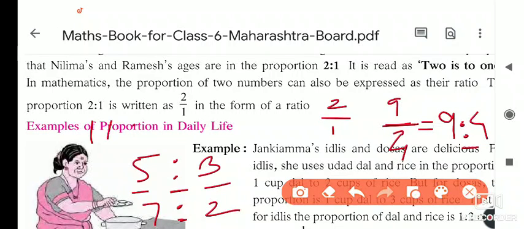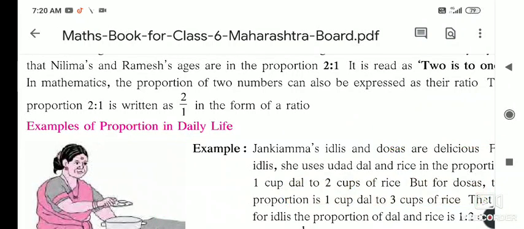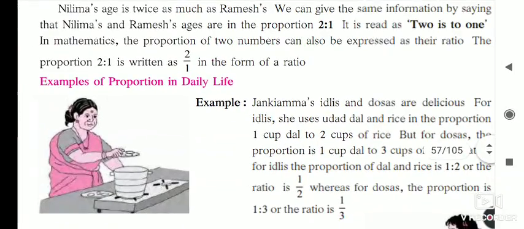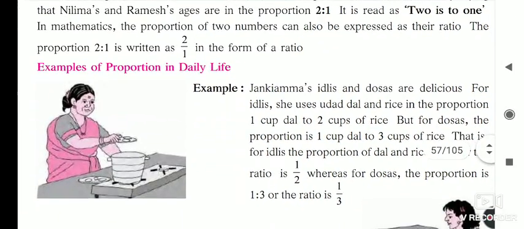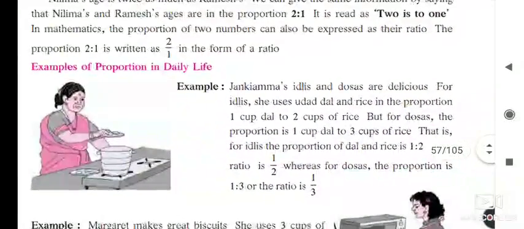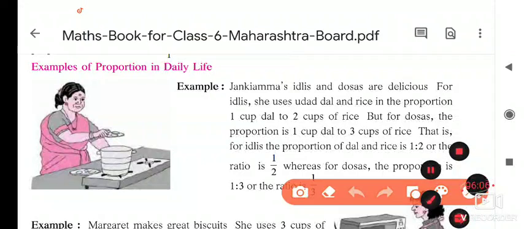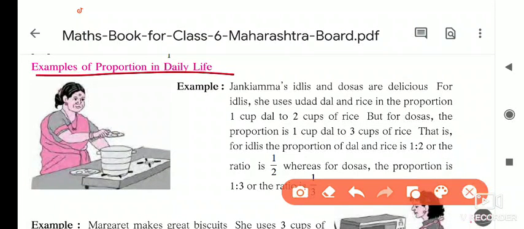11 is to 13. In this way we are going to read the ratios. Okay. Now that is about the age of Nilima and Ramesh. Now we will discuss an example of proportion in your daily life.